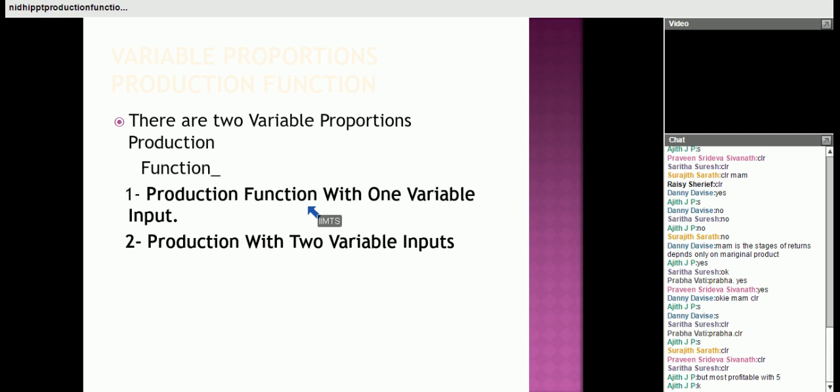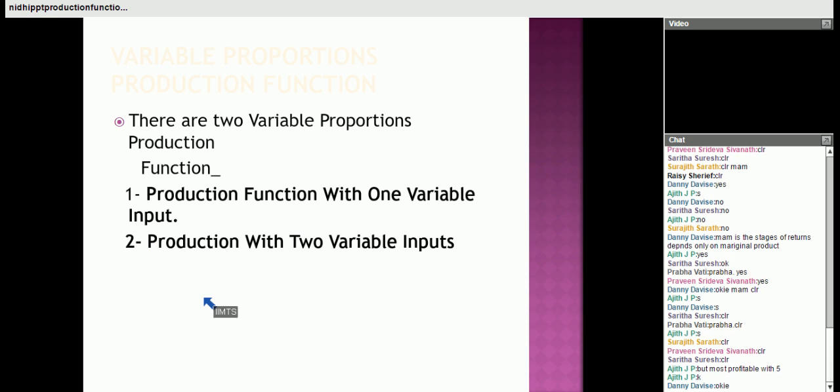So this is production function with one variable. Now there is another topic to this, that is production function with two variables, like when labor and capital both can be changed, then what should be the approach of the firm. That is the second part of this topic, which we are going to do in the next class. Okay, in this class, that is it. We have done today production function with one variable factor. In the next class, we will do it with two variable factors. If two factors can be changed, what should be the approach taken by the firm?